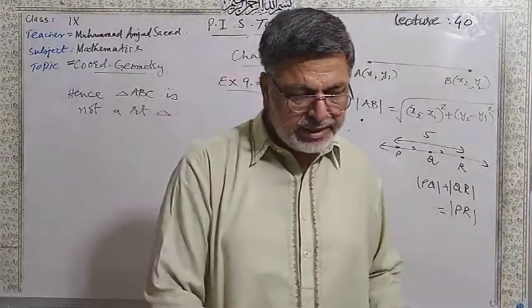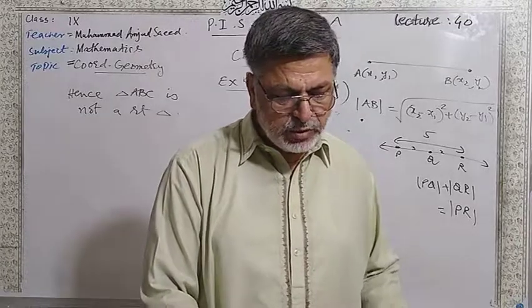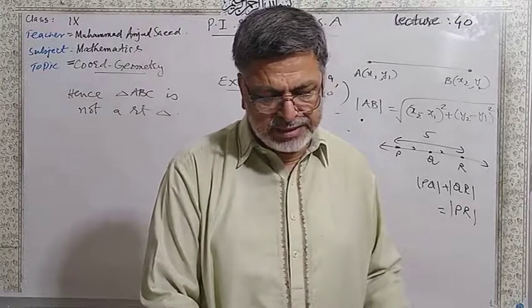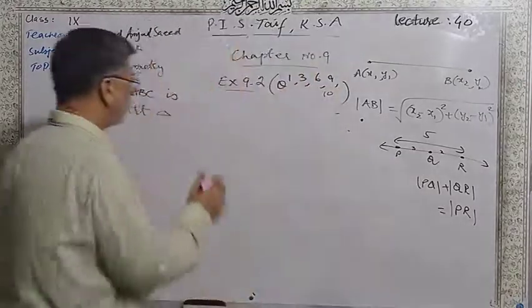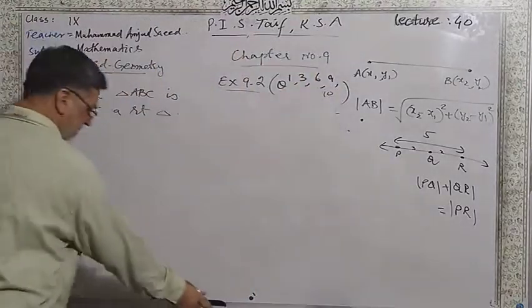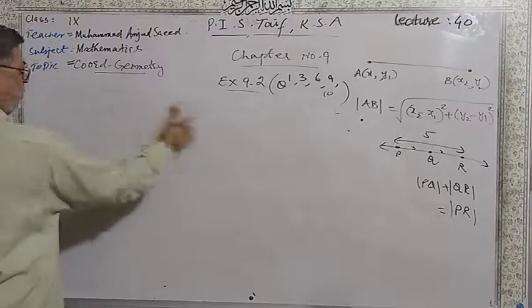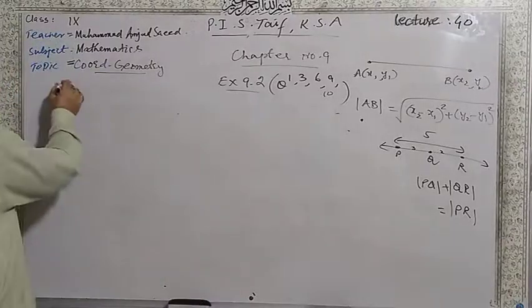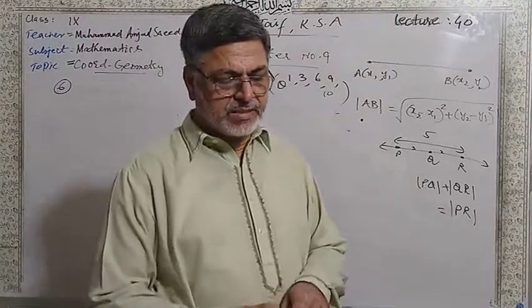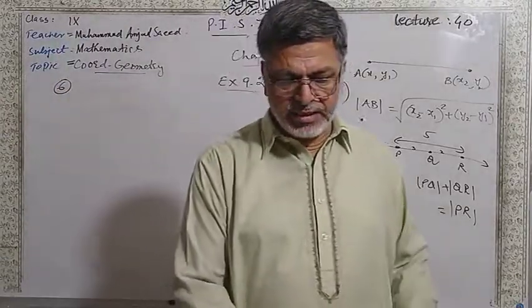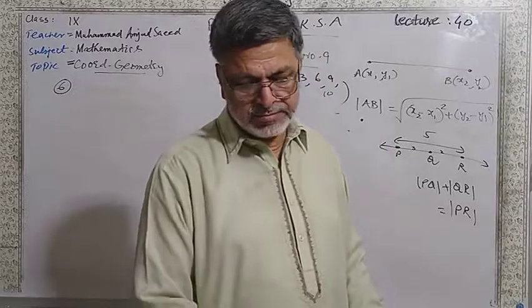Now after that we have question number 6. Use the distance formula to verify that the points are collinear. Question number 6: verify by distance formula, by using the distance formula, that the points are collinear.